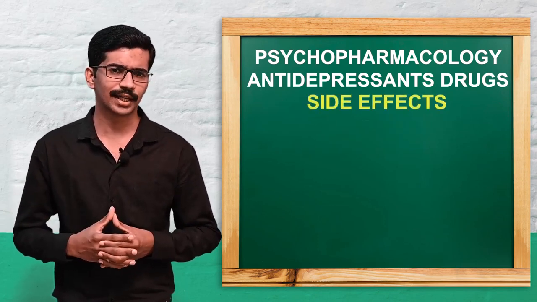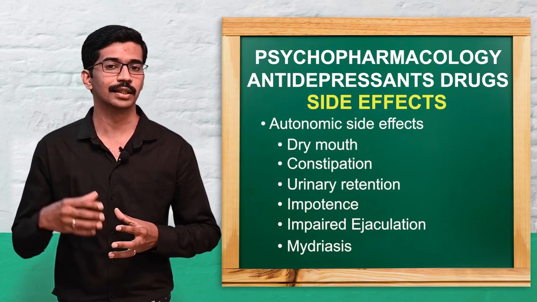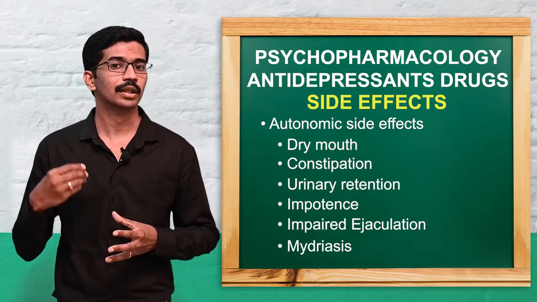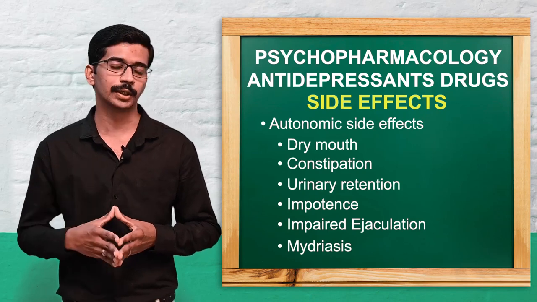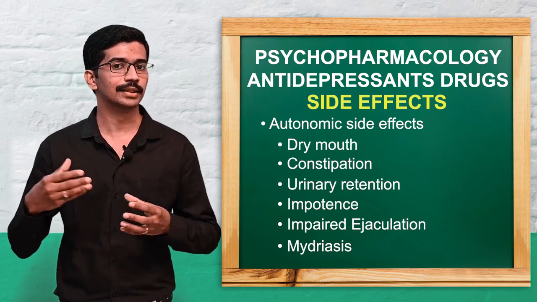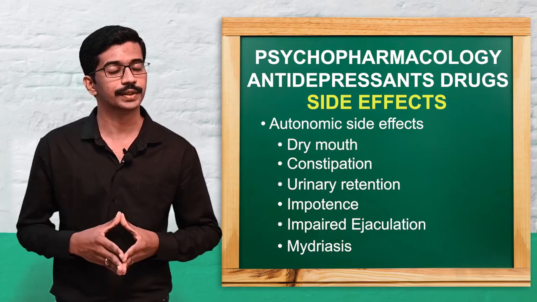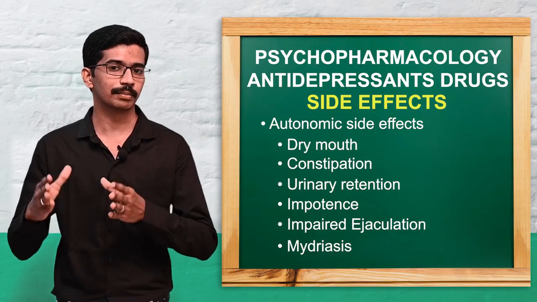Now we'll move to the side effects of antidepressant drugs. First, the autonomic side effects. These may be dry mouth, constipation, urinary retention. In males, it may be impotence and impaired ejaculation, and mydriasis. So these are the autonomic side effects of antidepressant drugs.